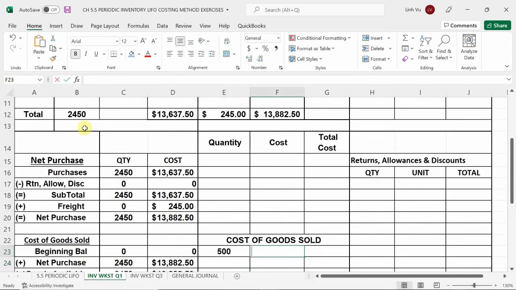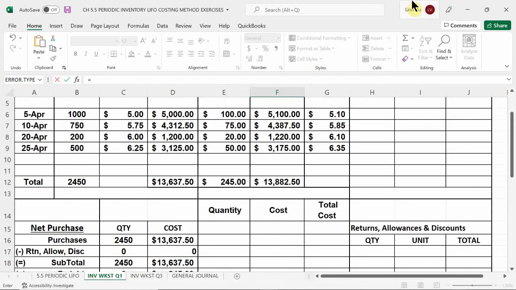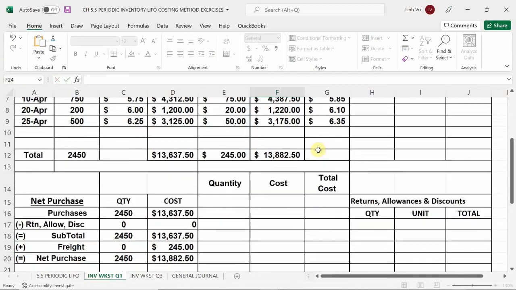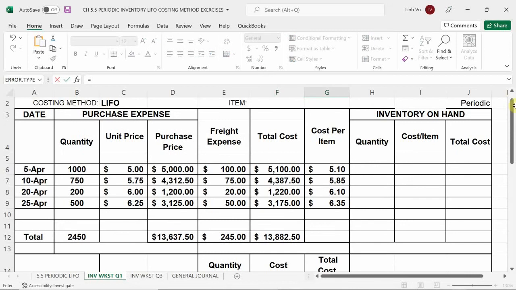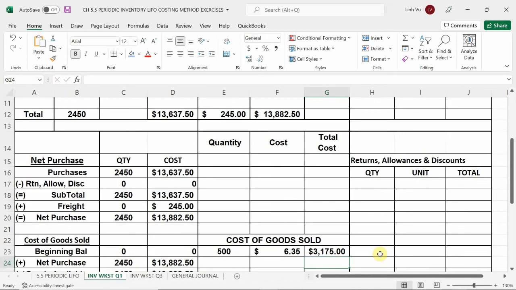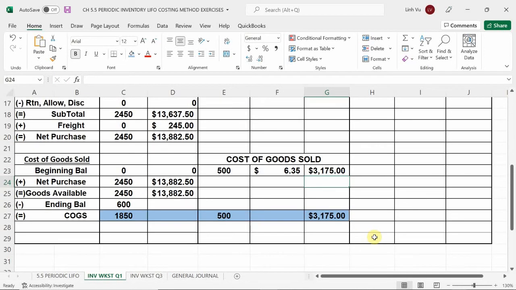Okay. And it cost me $6.35 each. Again, that's my reference point. But I don't need to calculate it because I already know that's going to give me a total of $3,175. Okay? So there you go. I got rid of my first 500 items. How many more do I need to keep selling? $1,350.